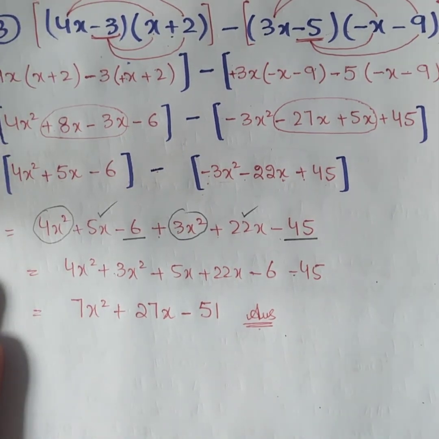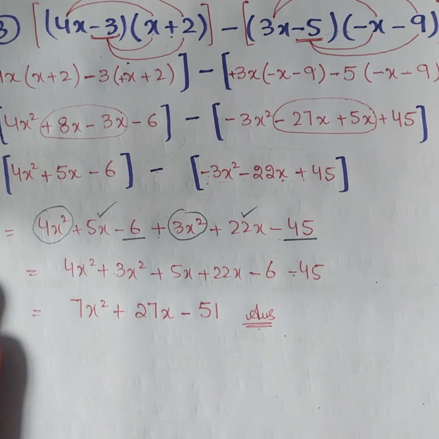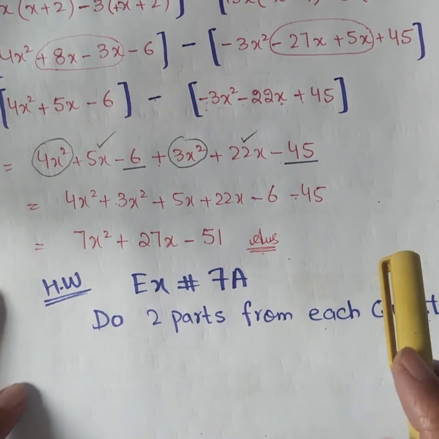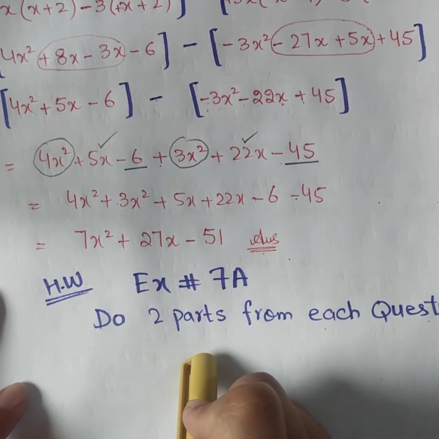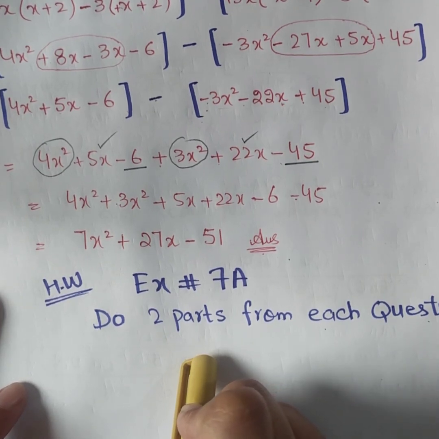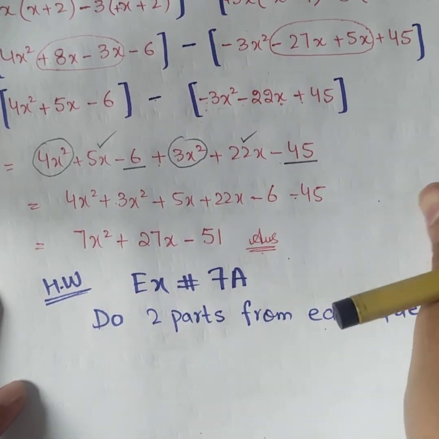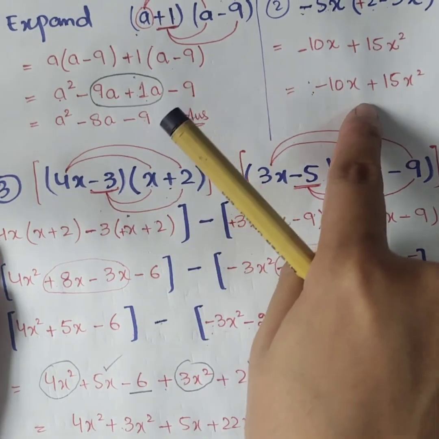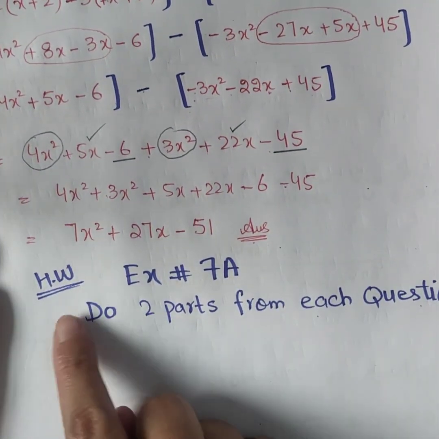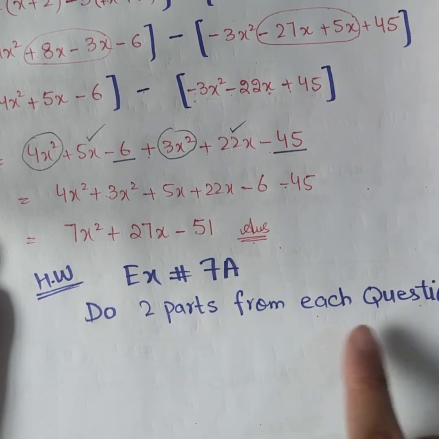Okay, now I'm assigning you the homework which you will do and share with me. This is your homework, and the lesson which I have taught you, you will also note down in your neat copies, in your school copies. Make a heading of revision and do all these 3 sums, question number 1, 2, 3, and then you have to do, this is your homework, exercise 7a, do 2 parts from each question.